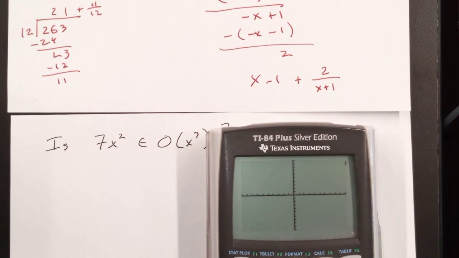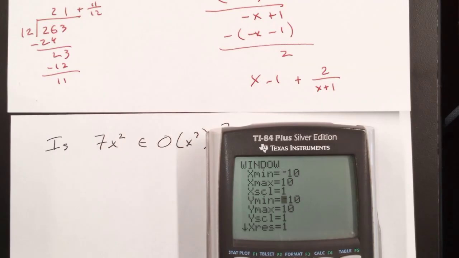Zoom, 7x squared, x cubed. It looks to me like the x cubed is on the bottom. Yes? Let's look further, because they were both growing really quickly, right? Let's look a lot further up. This window went from minus 10 to 10 in the x's. 10 cubed is 1,000. So let's put the 1,000 out there. That way I can see all the way to the top.